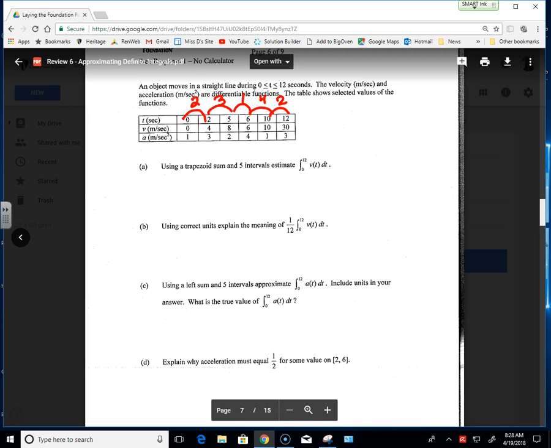Let's talk about left versus right versus midpoint. When dealing with our A1s, A2s, A3s, etc.